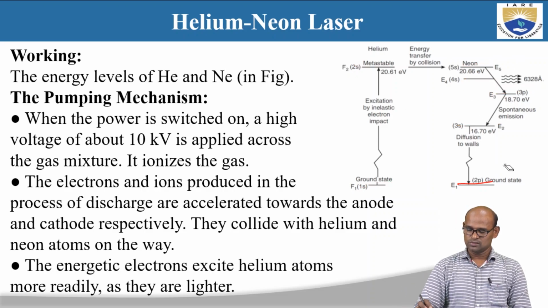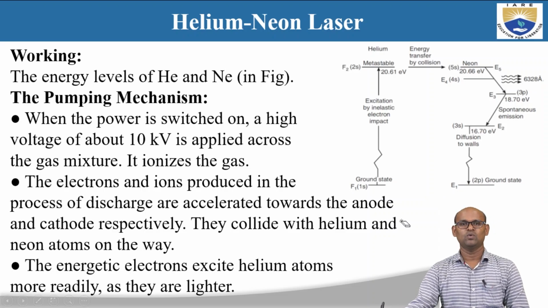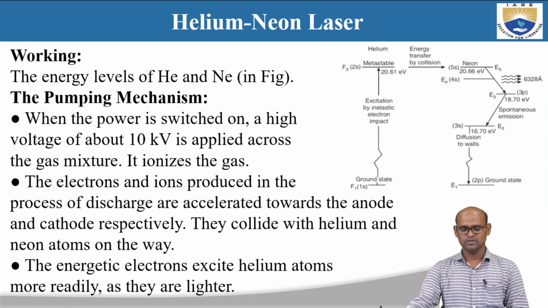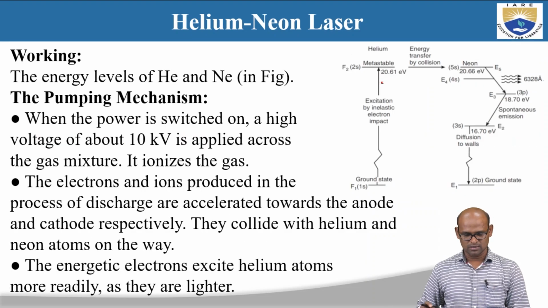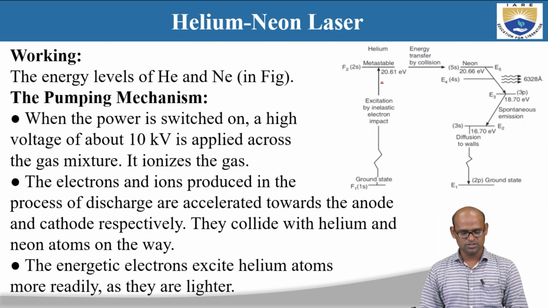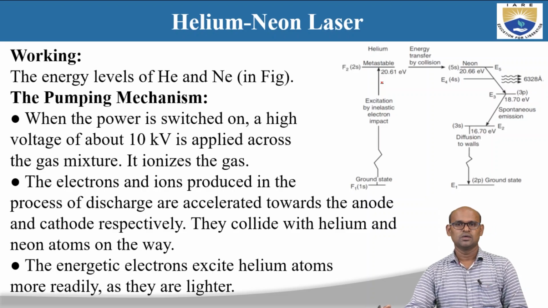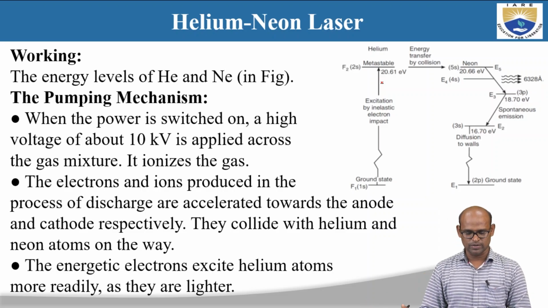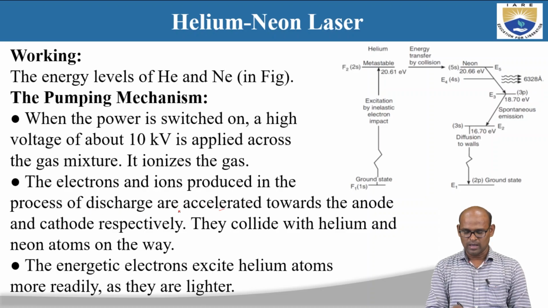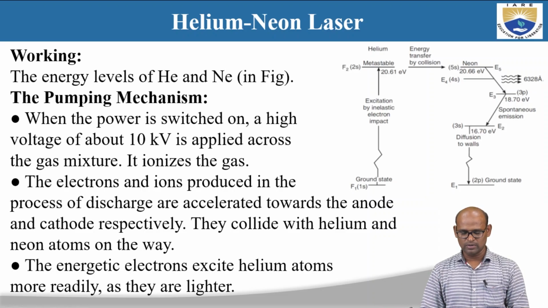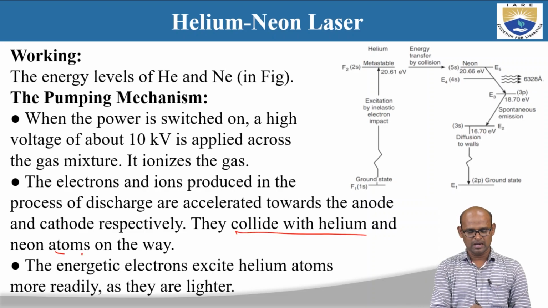So when the power is switched on, a high voltage of 10 kilovolts is applied across the gas mixture. It ionizes the gas. Electrons and ions are produced in the gas. Whenever the atom loses its electron, it becomes a positive ion. So there will be electrons and ions in the gas mixture. They accelerate towards the anode and cathode respectively, and collide with the helium and neon atoms on the way.